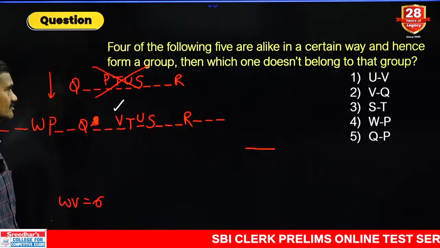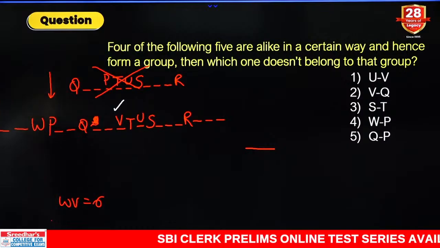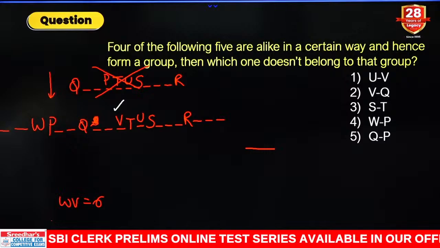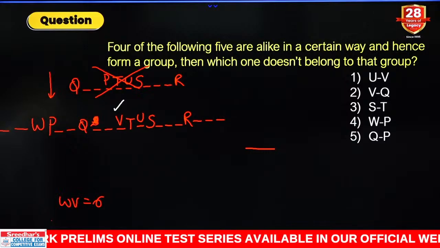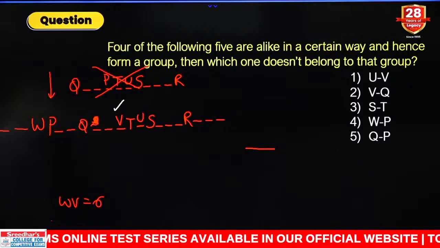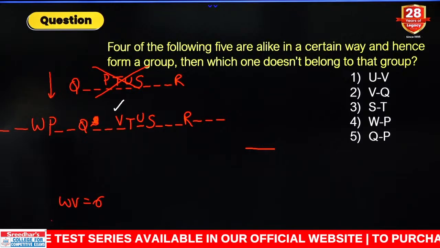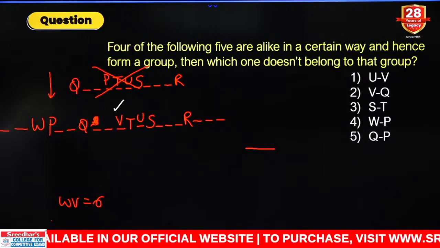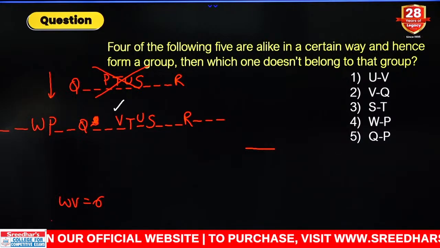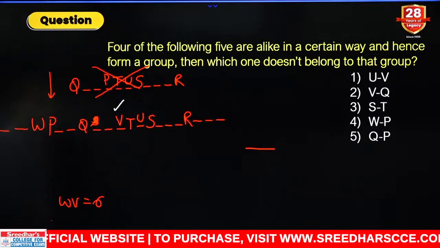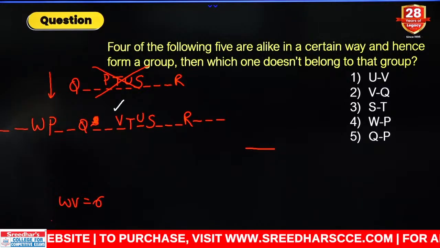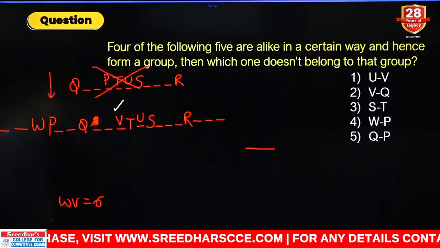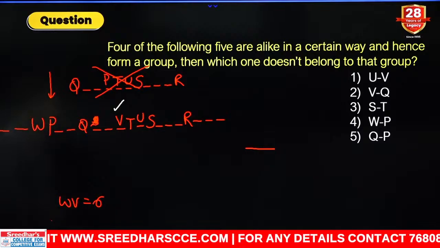Next one, question number 14. Now 4 out of the following, tell me your answer here, 14th one. U and V there is one person, V and Q there are two persons, S and T there is one person, W and P they are adjacent, and Q and P there are two persons. Now with respect to the number of persons, they are not uniform, isn't it? Hence we cannot get the answer. Then we need to check out the direction.